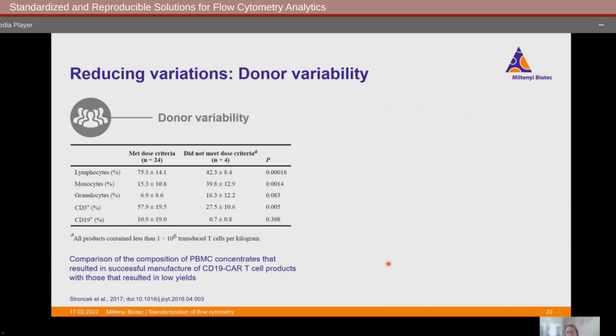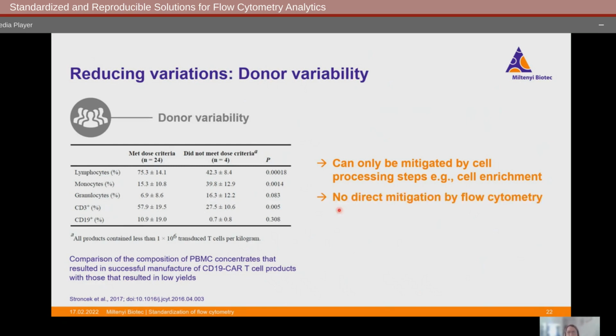So the first source of variation I'll touch on, and really the briefest, is just on donor variability. It has a huge effect on whether or not a cell product will have a reproducible and consistent performance. So in that table that we're showing, you're looking at different populations of subsets of blood cells that did meet the dose criteria for a patient or did not meet the dose criteria for that patient. So, there's only so much we can do, and it can potentially be mitigated by cell processing steps like cell enrichment. But beyond that, there's not anything particularly direct that we can do with flow cytometry to improve this.